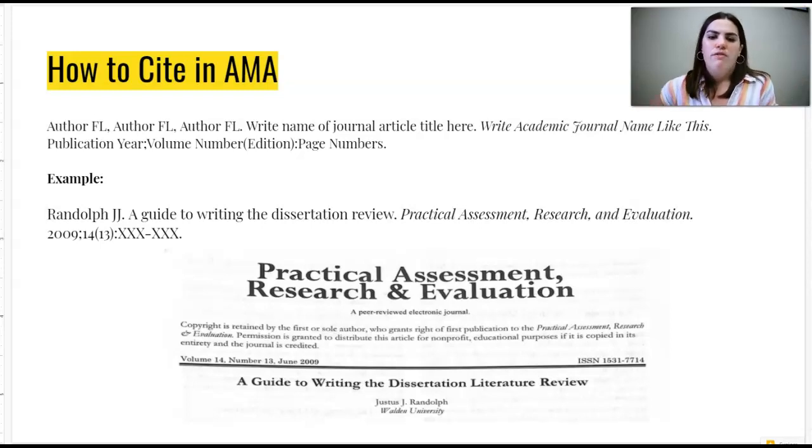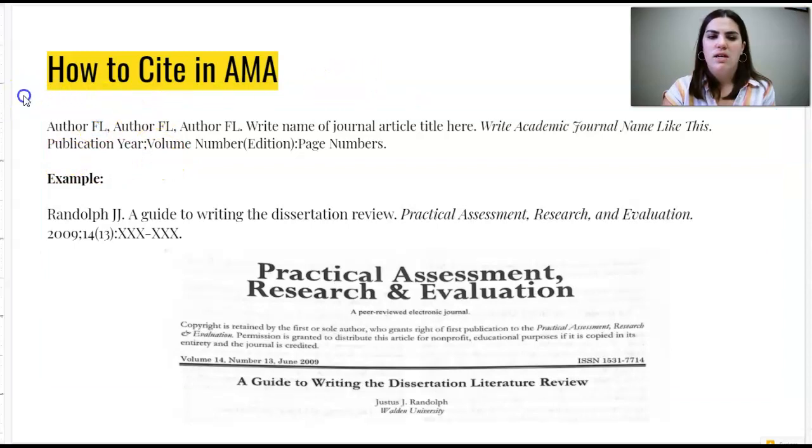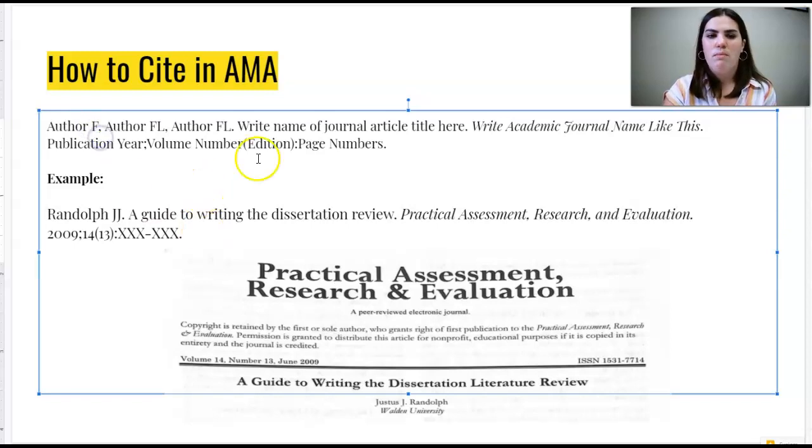So for AMA formatting, the authors are going to come first. You're going to capitalize the first letter of their last name and then their first and second initial. If the article doesn't provide their middle name, you can just put their first initial. So it could look like this as well. So there aren't any periods after the initials. There's no comma after their last name. So mine would not read Gobert, Allison.